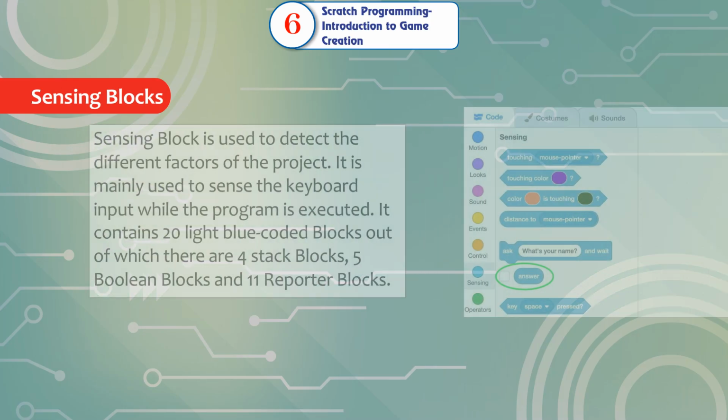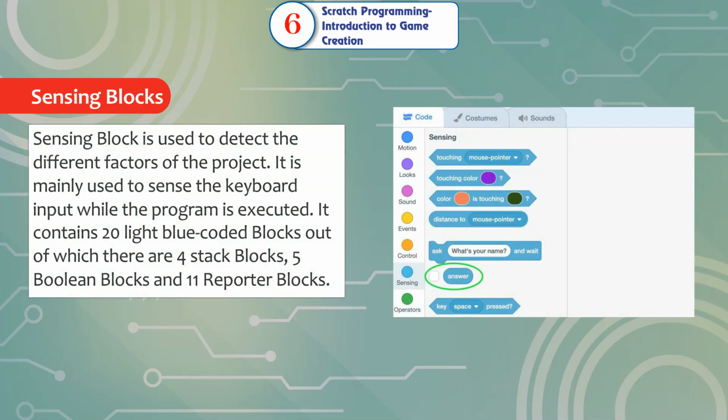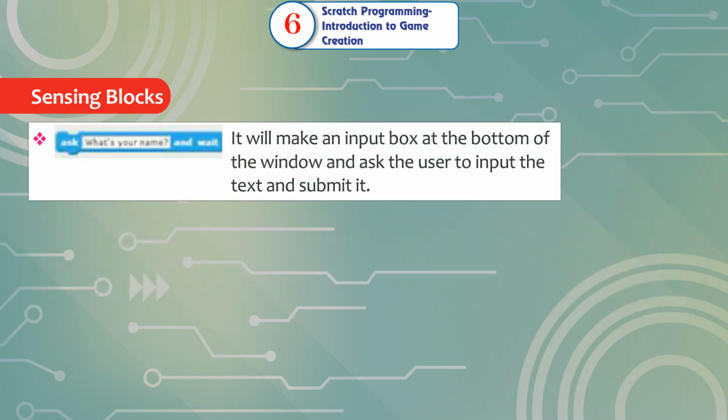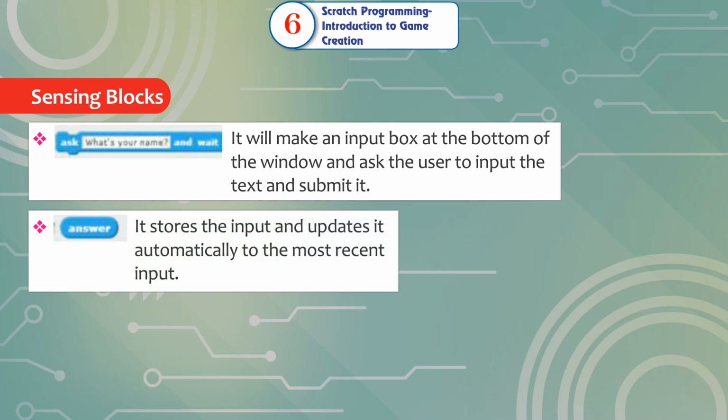Sensing blocks. Sensing block is used to detect the different factors of the project. It is mainly used to sense the keyboard input while the program is executed. It contains 20 light blue coded blocks, out of which there are 4 stack blocks, 5 Boolean blocks, and 11 reporter blocks. It will make an input box at the bottom of the window and ask the user to input the text and submit it. It stores the input and updates it automatically to the most recent input.